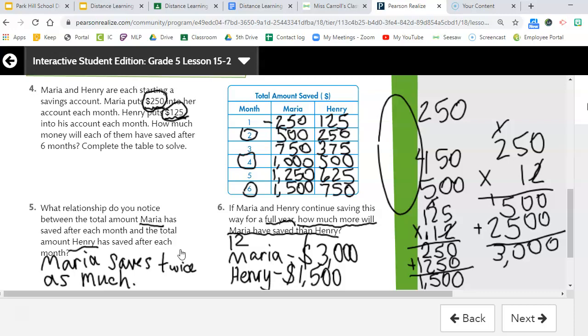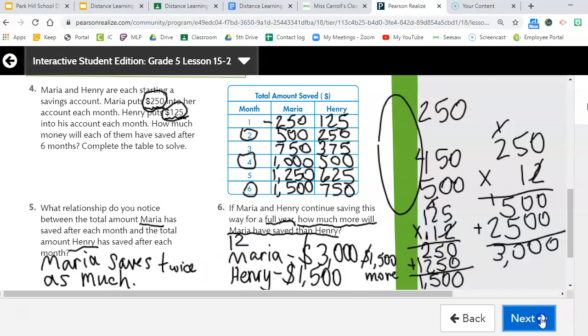So when I see how much more, I know I need to subtract. Okay, so if I subtracted 3,000 minus 1,500, I could actually do that, but I also know that Henry has exactly half. So 1,500 plus 1,500 would give me 3,000, which means Maria has saved 1,500 more, would be my answer. Maria has saved $1,500 more than Henry.